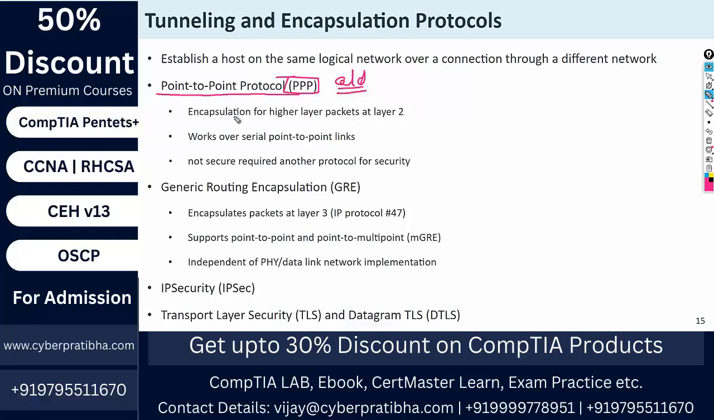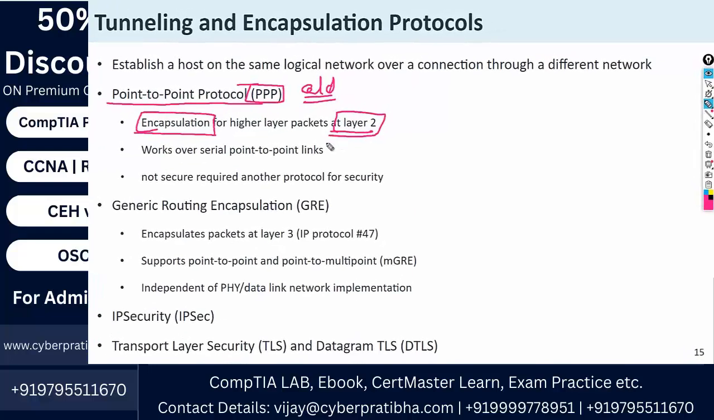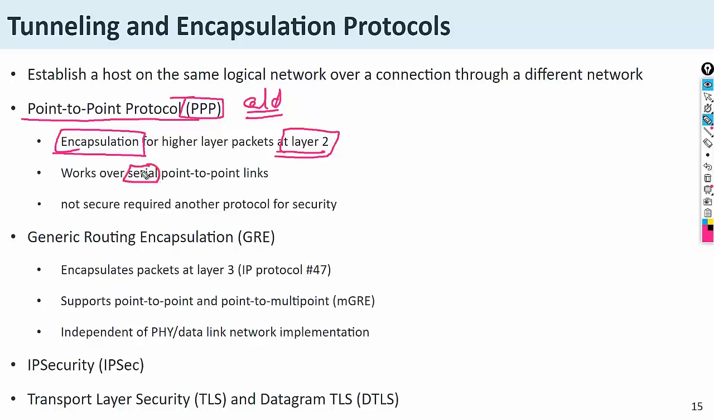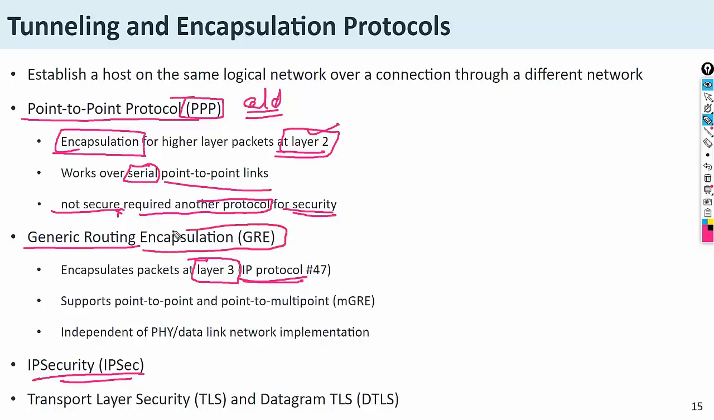This is actually doing the encapsulation of the packet on layer number 2. Okay, and this is working over serial point-to-point links only. This is not secure because it requires another protocol for security, known as IPSec. So this is working over layer 2, Point-to-Point Protocol, but there is also another protocol which is working over layer number 3. It is an IP protocol, known as Generic Routing Encapsulation.